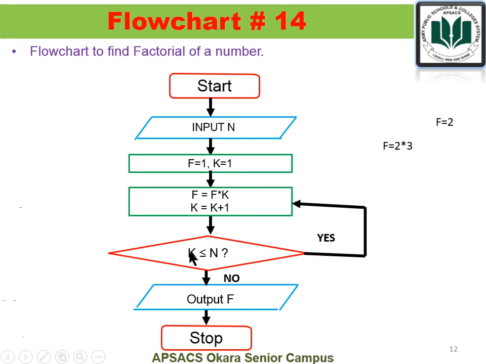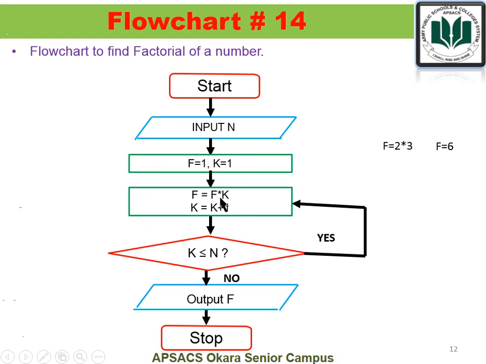So now again, is 3 less than or equal to n? Yes, it is true. Then again k will be multiplied with the previous value of f, which was 2. Sorry, 2 multiplied by 3 becomes 6. The new value of f is 6. Again k is incremented by 1. The new value of k is 4. Is 4 less than or equal to n? Yes, it is true, because the value of n is 5.